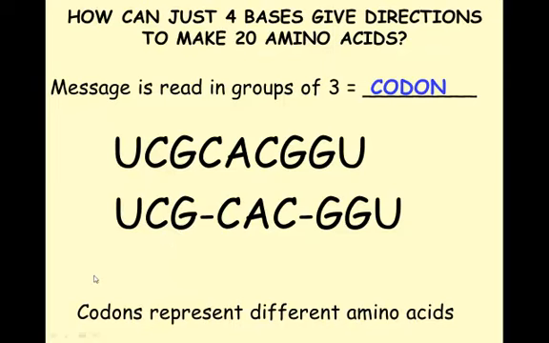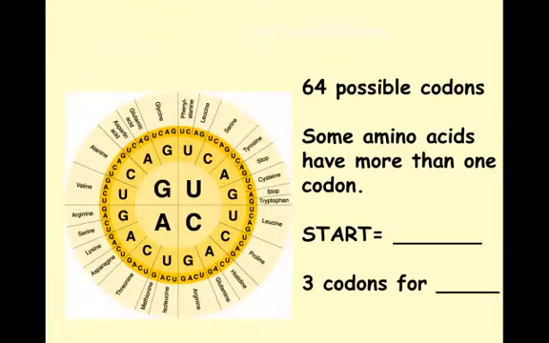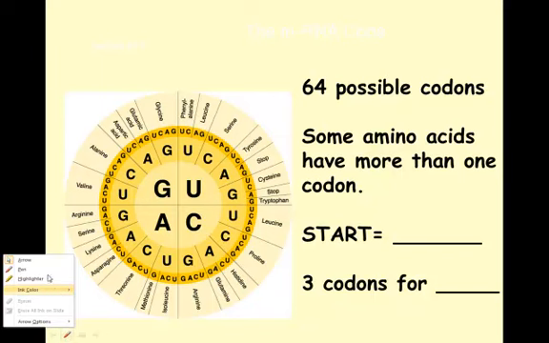So UCG stands for an amino acid called serine. CAC stands for a different amino acid. It's a different code. GGU stands for a different amino acid, glycine. Each codon represents a different amino acid. And remember, there are 20 different amino acids that are used to make proteins. So we're going to use kind of a little decoder wheel here to help us figure out what the messages say. And so I'm going to show you how this works.